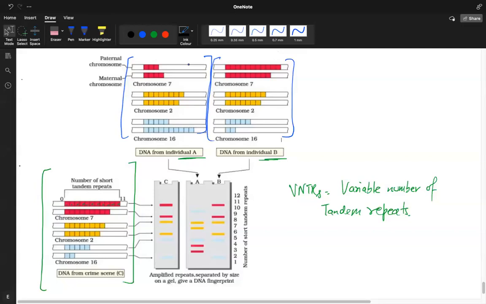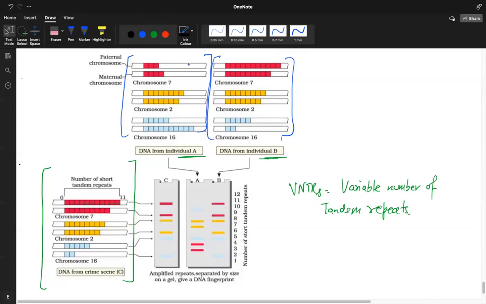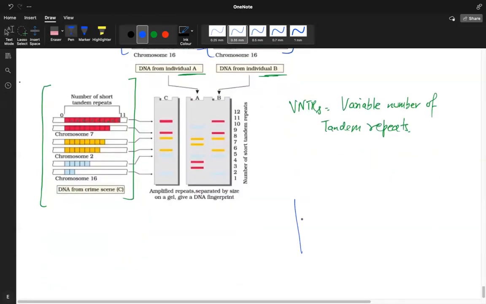So when you run it on the gel electrophoresis, have you studied about gel electrophoresis? Anyone? Yes or no? Depending on that, I will explain. No, sir. Okay. So what happens in gel electrophoresis is we make a gel medium with small wells. So this gel is a thick gel. It has some thickness. It's like your bread.